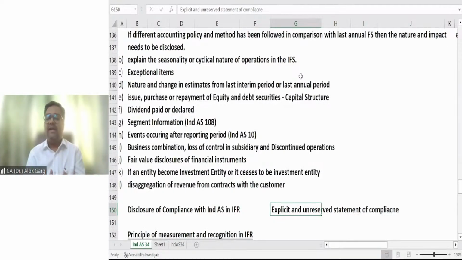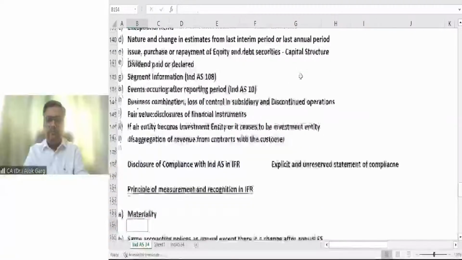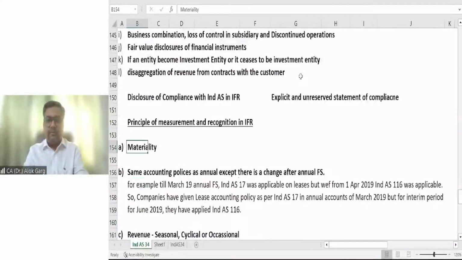You are publishing your information on the basis of these interim financial statements, right? So management has to give the explicit and unreserved statement of compliance that these financial statements are in compliance with all Indian accounting standards and the interim financial statement standard. Is that clear, friends?